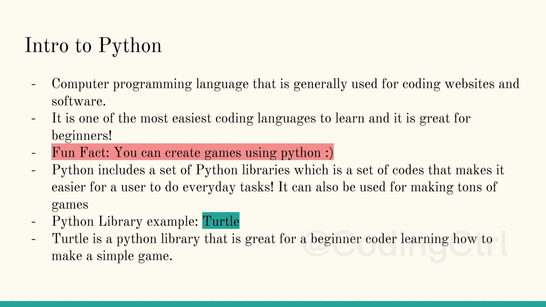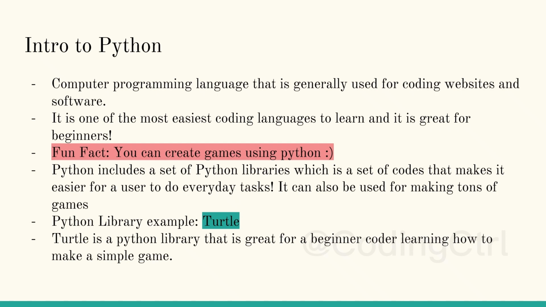Python also includes a set of Python libraries, which is a set of code that makes it easier for a user to do everyday tasks. It can also be used for making tons of games. One example of a Python library is known as Turtle. Turtle is a Python library that is great for a beginner coder learning how to make a simple game. In the next slide, I'm going to be showing you a little piece of how a Python code looks.